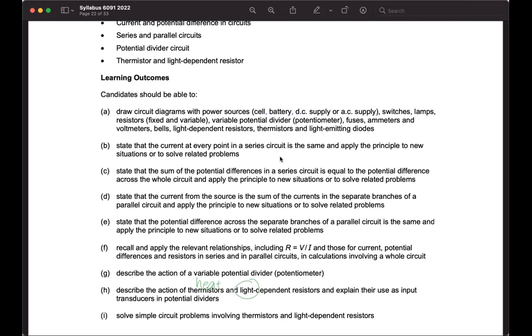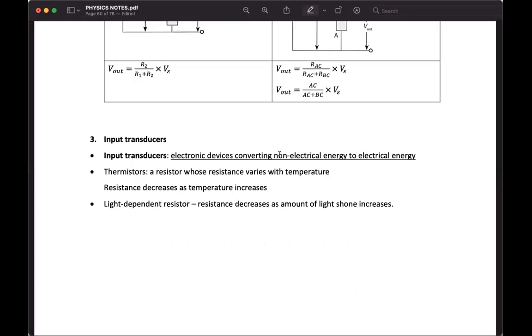So the last part will be, we are going to use non-electrical energy. This non-electrical energy has two types, just as I mentioned. Number one is heat. Number two is light. The heat is the thermistor. A thermistor is a resistor where the resistance varies with temperature. So the hotter the environment, the lower the resistance. Does it make sense? Same thing for the light dependent resistor. The greater the light, the lower the resistance.